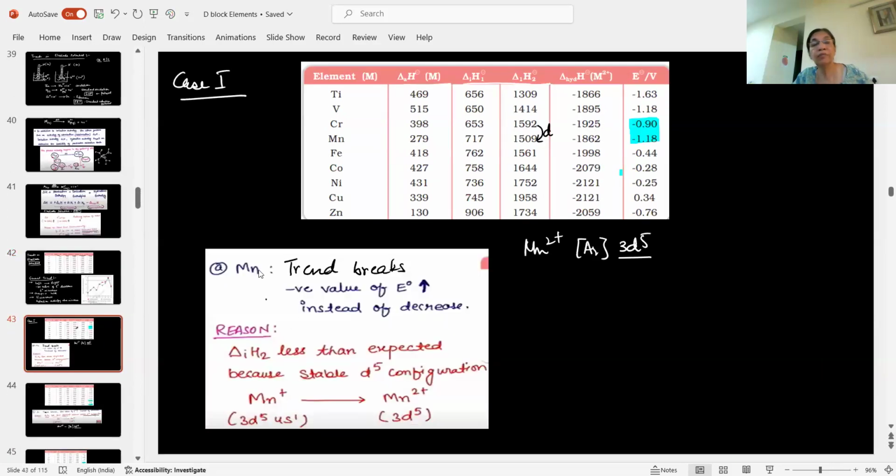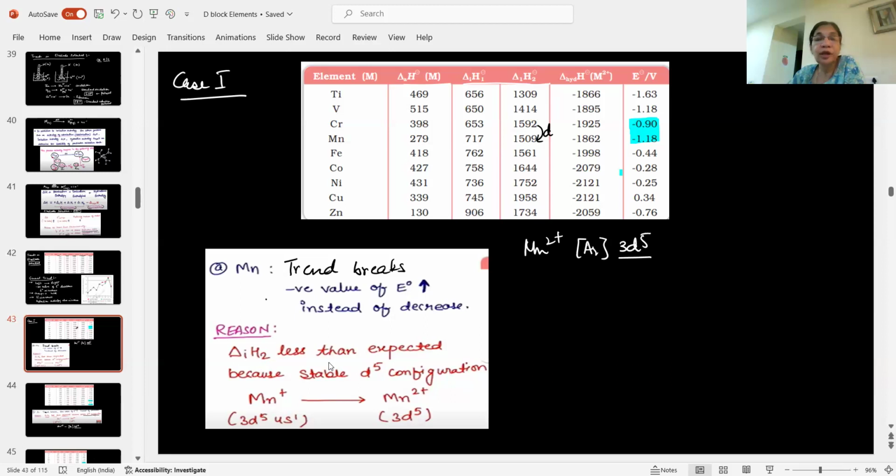Then at Mn, the trend breaks. Normally when you go across, you can see the negative value is decreasing: minus 1.63, then minus 1.68. The negative value is decreasing. But when you go from chromium to manganese, from minus 0.9 it again increases. So there is a break in the trend. What is the reason for the break in the trend?